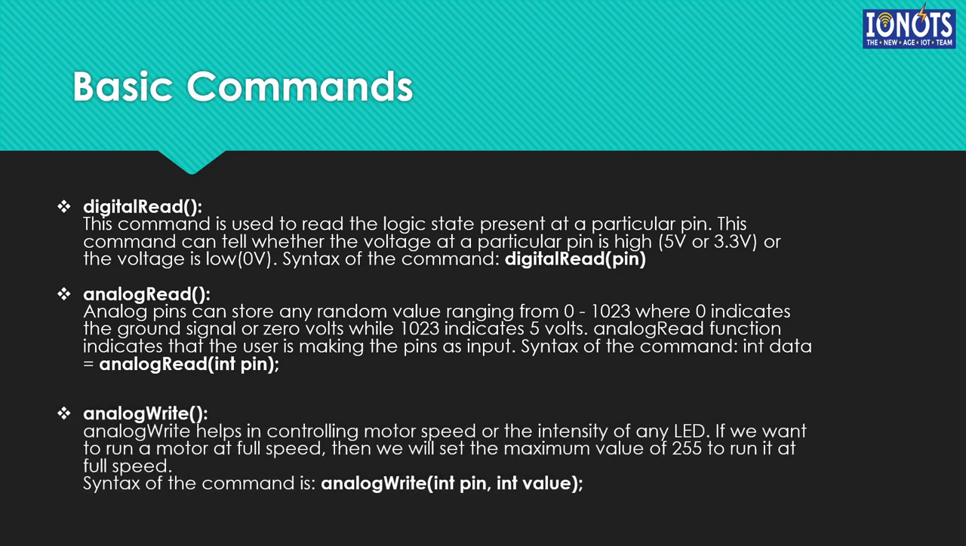Analog write. Analog write helps in controlling the motor speed or the intensity of any LED. If we want to run a motor at full speed, then we will set the maximum value to 255. Now, what is the difference between controlling the intensity of an LED with analog write and the digital write that we used earlier? In case of digital write, we only have binary values. Either it's completely off or it's completely on to its full brightness. In analog write, we can control the stages. We can basically fade in an LED and fade out an LED, depending upon the value from 0 to 255.